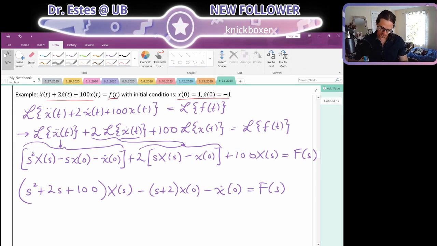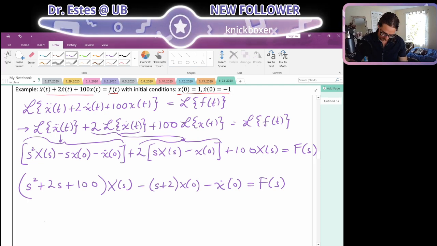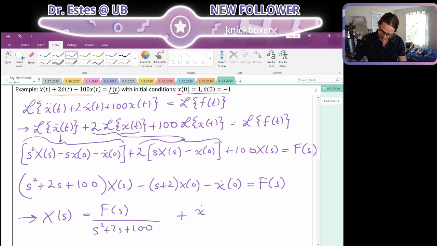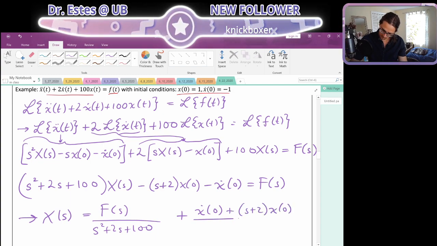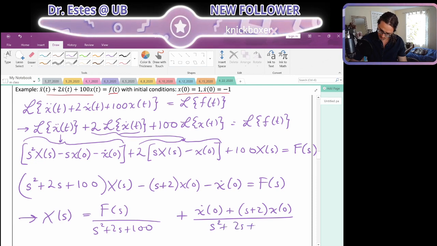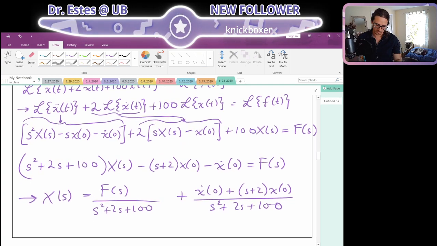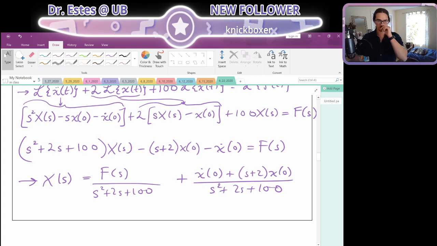So let's get x of s by itself. X of s equals F of s over s squared plus 2s plus 100, plus x dot naught plus s plus 2 times x naught, over s squared plus 2s plus 100. Great.